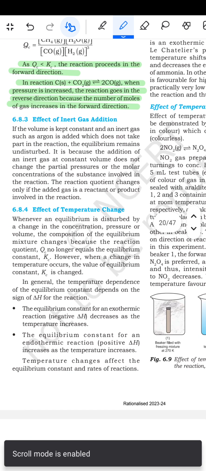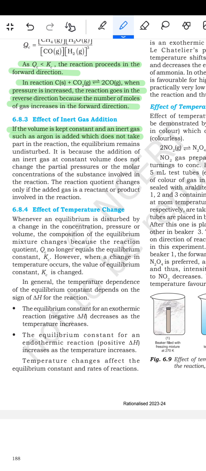अब effect of the inert gas addition. If the volume is kept constant and an inert gas such as argon is added, which does not take part in the reaction, the equilibrium remains undisturbed. It is because the addition of an inert gas at constant volume does not change the partial pressure or the molar concentration of the substances involved in the reaction. The reaction quotient changes only if the added gas is a reactant or a product involved in the reaction.